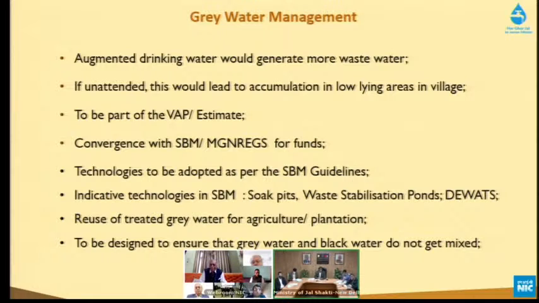And this has to be designed in such a way that grey water and black water do not get mixed. Unfortunately, in some places we have seen households let the toilet waters into the drainage meant for grey water. This needs to be consciously avoided, and IEC is to be taken up to encourage the Gram Panchayats so that this is avoided.